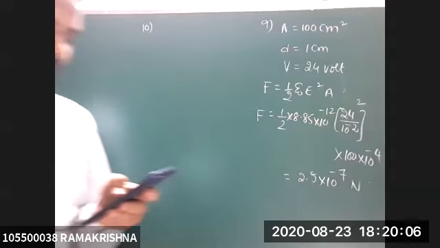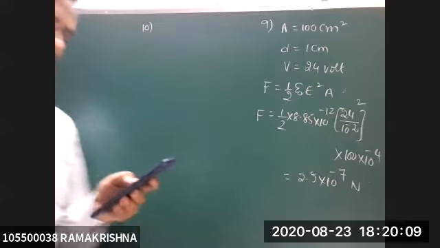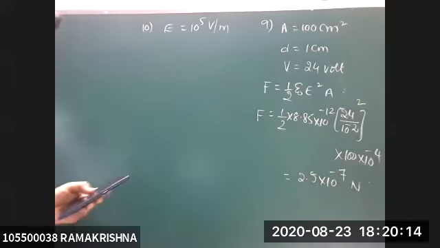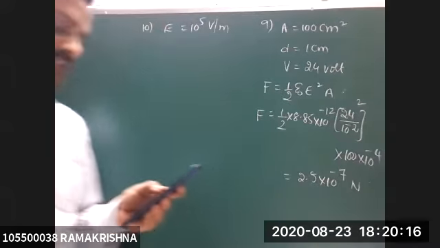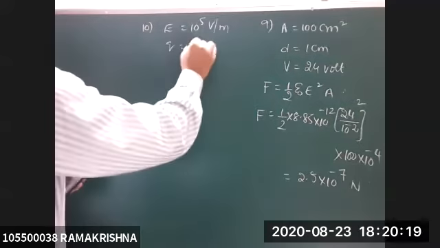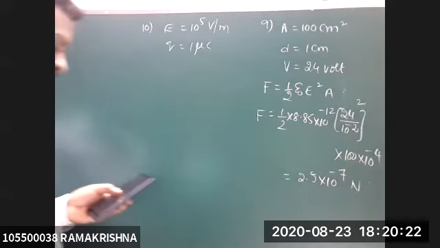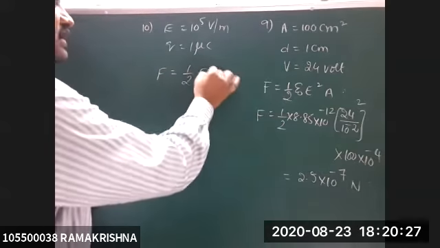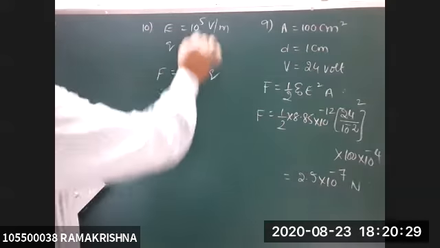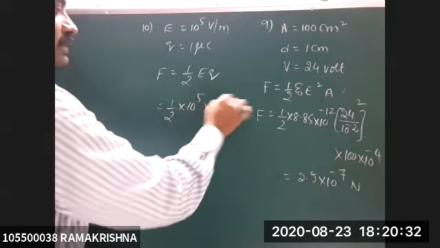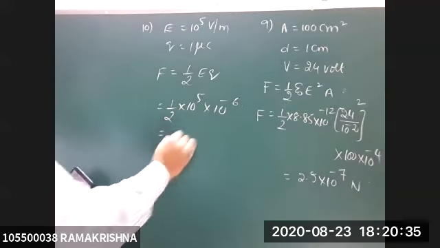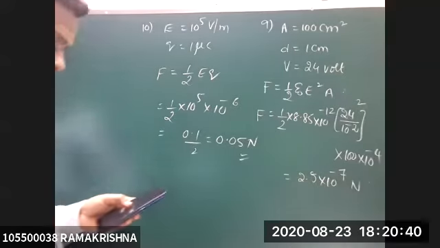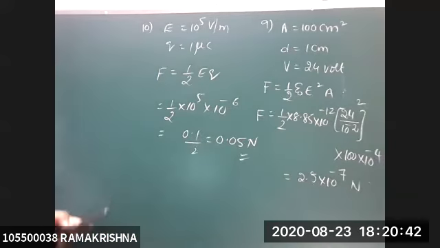Next, 10th bit. A parallel plate capacitor has an electric field E given as 10 power 5 volt per meter between the plates. If the charge on the capacitor is Q equal to 1 microcoulomb, what is the force of attraction on each plate? Again, we know the formula F is equal to half EQ. So half into E, which is 10 power 5, into 10 power minus 6. It is equal to 0.1 divided by 2, so it becomes 0.05 Newton. Next, 11th one.